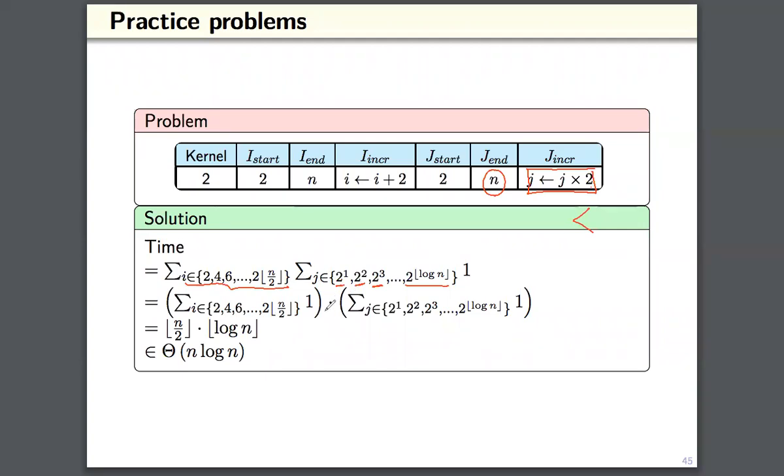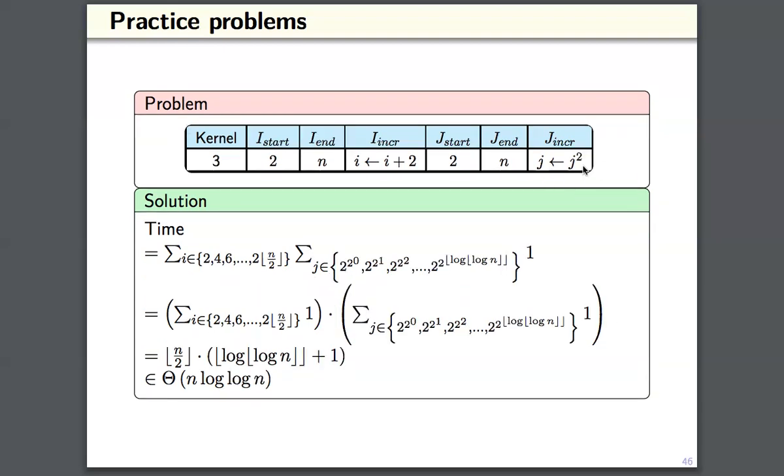Again, these 2 are independent summations, so you can split them. Now, how many terms are there here? Log n. So n by 2 times log n, n log n. Right? Next, the third kernel.